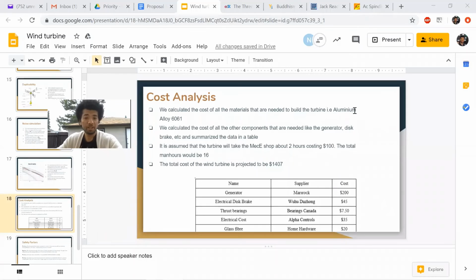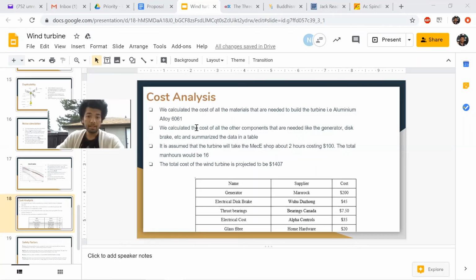So next up is the cost analysis. We calculated the cost in 3 different parts. First off, we calculated the cost of all the materials that are needed to build the turbine, especially the aluminum alloy 6061. We got the price per LB from a supplier in Edmonton, and then we can find the volume of the parts of the turbine from SolidWorks. Using those two things, we can figure out the total cost of all the materials.